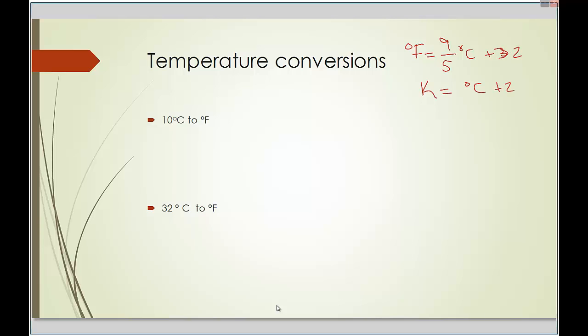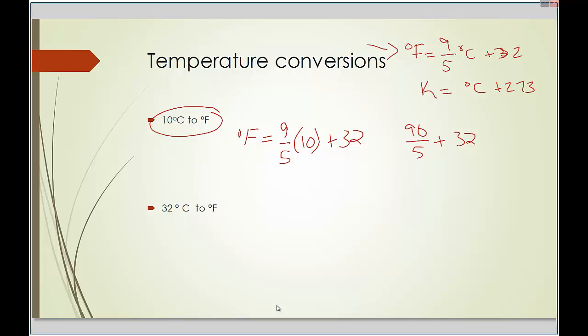Alright, so we have 10 degrees Celsius and we're converting it to Fahrenheit. So we have Celsius and Fahrenheit in this equation. So that's the one we're going to use. So degrees Fahrenheit is equal to 9/5 of 10, because it's 10 degrees, plus 32. So 10 times 9 is 90, divided by 5, plus 32. That comes out to be 50 degrees.